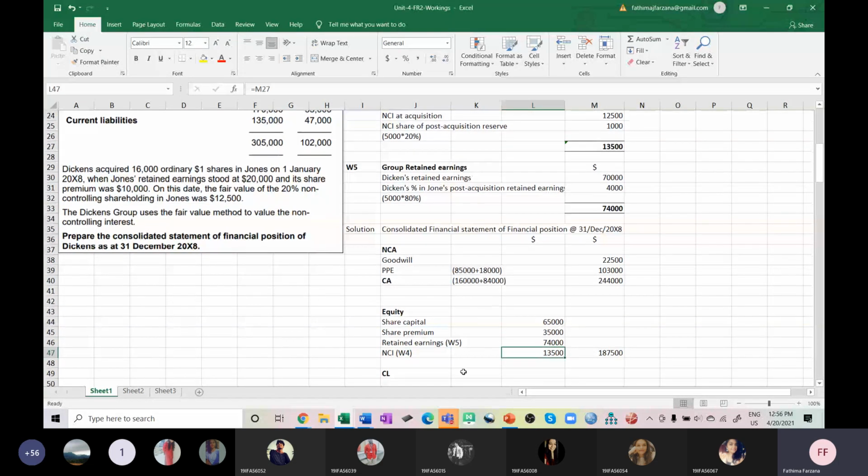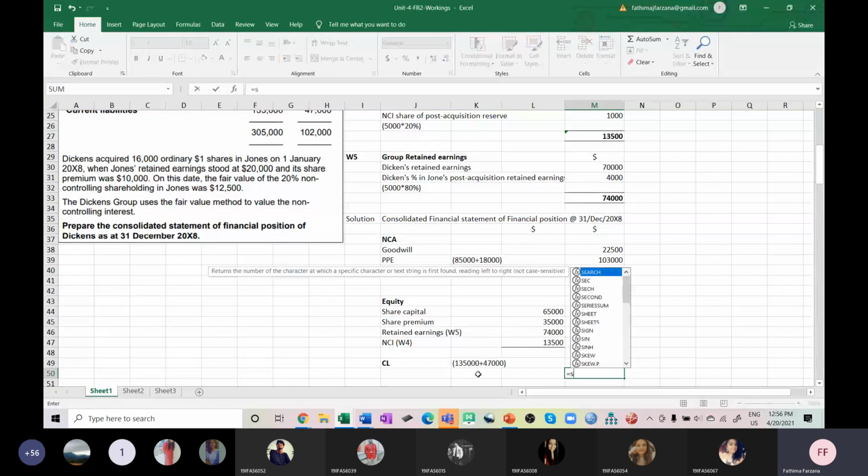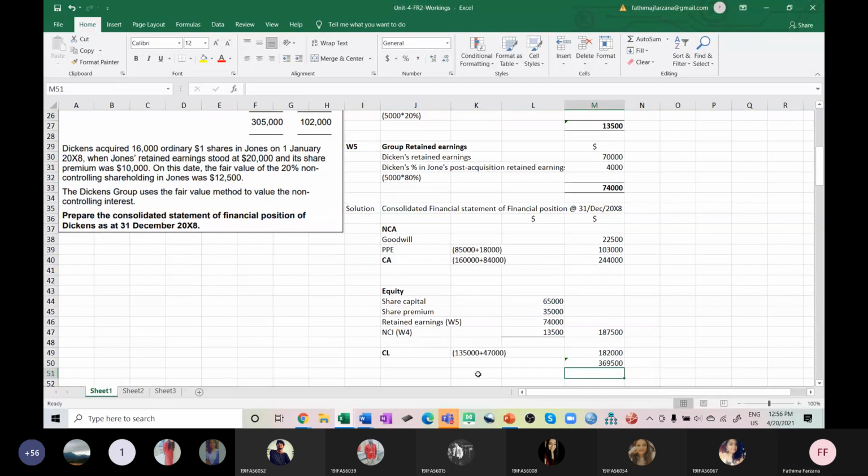So coming to current liability, what is the value which you will add? What is given there? That is 1,35,000 plus 7,000. We'll add and we'll take. The balance sheet should tally as usual. So done with the consolidated financial statement, the first step is over.